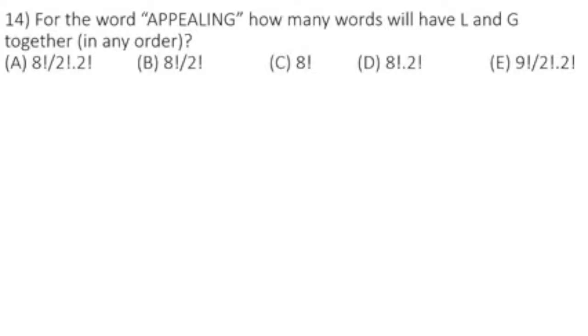For the word APPEALING, how many words will have L and G together in any order? L and G together in any order here. But remember, L and G should be together, and the remaining letters are A, P, P, E, A, I, N.